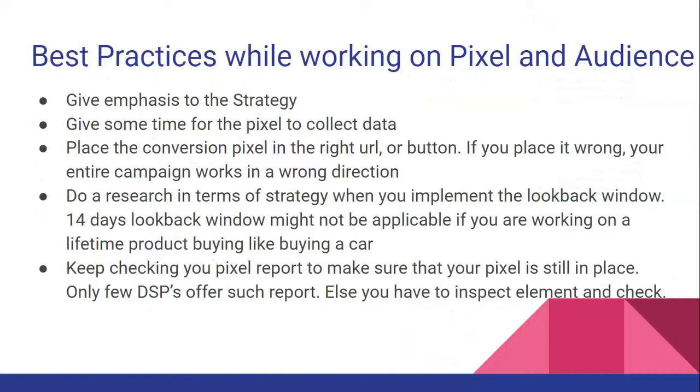A couple of the DSPs give you a pixel report, or send you a notification saying that hey, your pixel has stopped working, it's not firing anymore. For DV360, we have something called floodlight report. For AdRoll, we have something called pixel mount. So there is some technology or the other which triggers and tells us whether your pixel is still in place or not. Now your question might be, why would someone change the pixel?